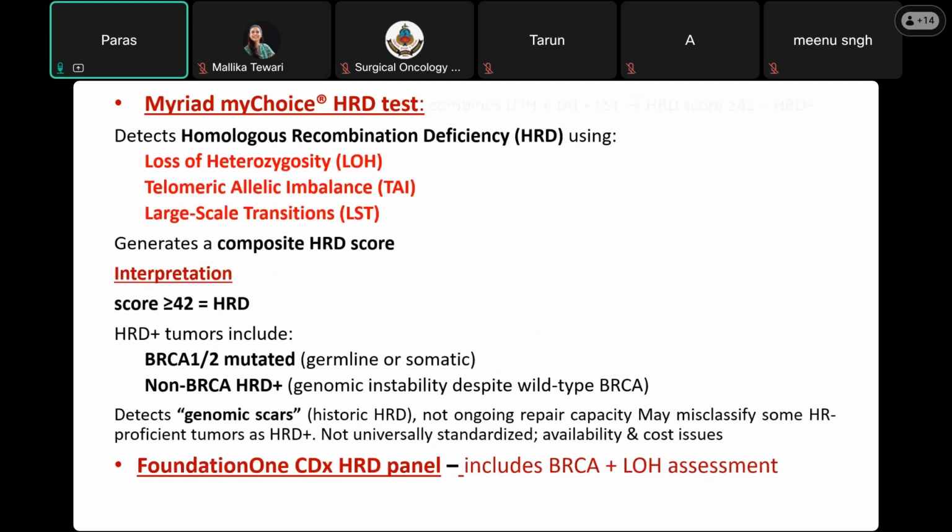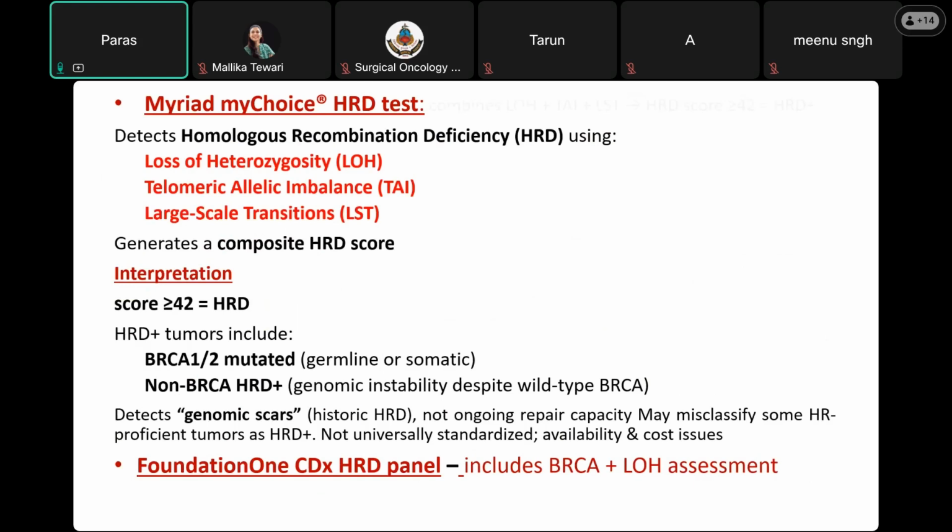There are two types of commercially available testing methods. First is Myriad MyChoice HRD testing. Another is Foundation One CDx HRD panel. Myriad MyChoice detects the homologous recombination deficiency using these three mechanisms and generates a composite HRD score. Score more than or equal to 42 is homologous recombination deficient. HRD tumors include BRCA1, BRCA2 mutated and non-BRCA HRD positive. In short, every BRCA mutated tumor is HRD positive. All HRD tumors are not necessarily BRCA mutated. There can be other genes also.